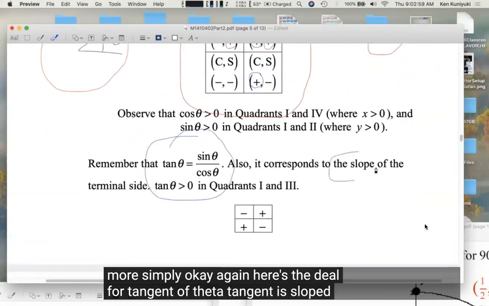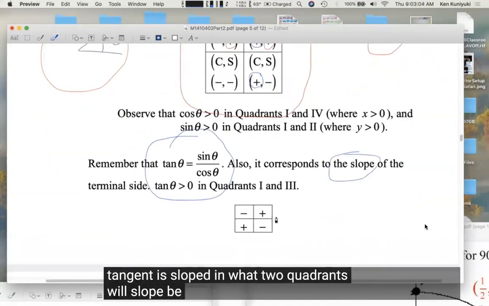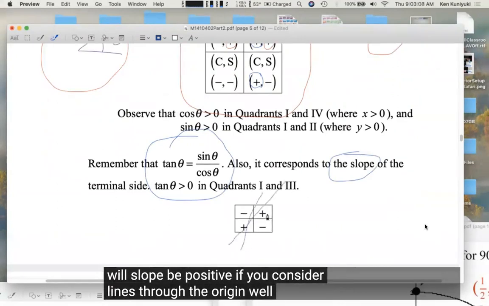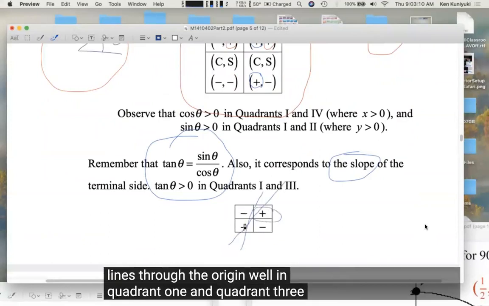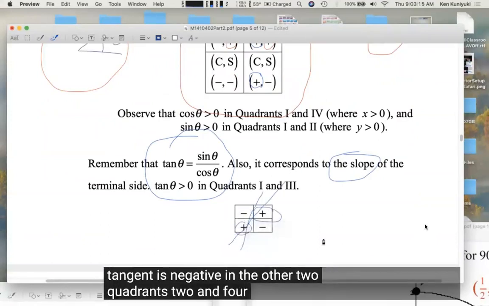Tangent is slope. In what 2 quadrants will slope be positive if you consider lines through the origin? Well, in quadrant 1 and quadrant 3. And tangent is negative in the other 2 quadrants, 2 and 4.